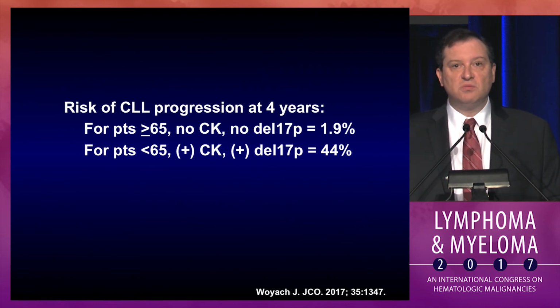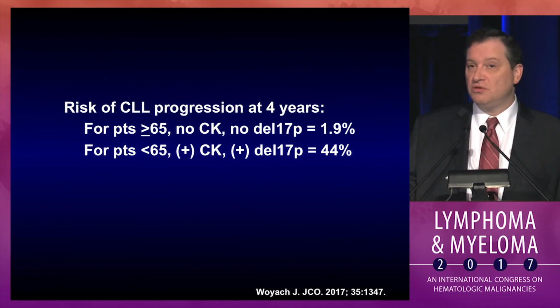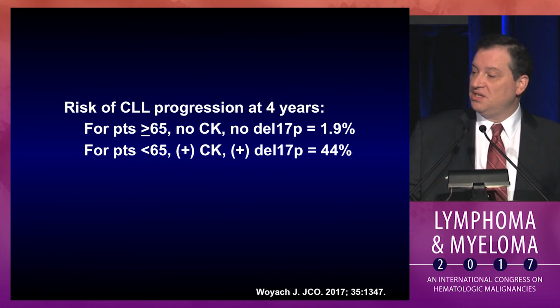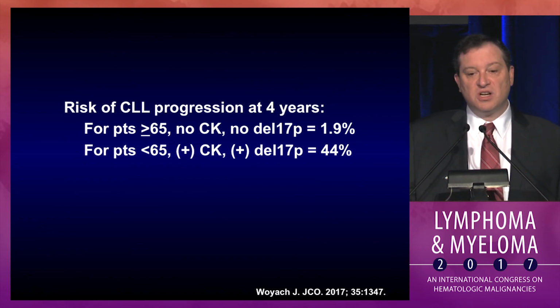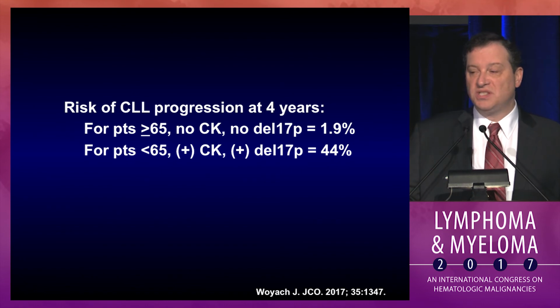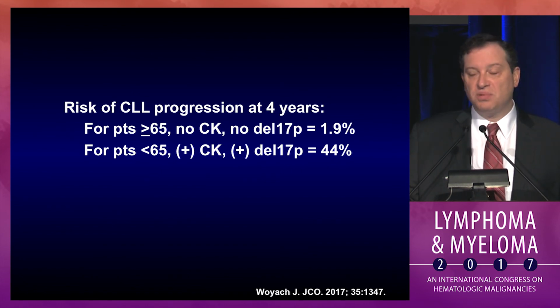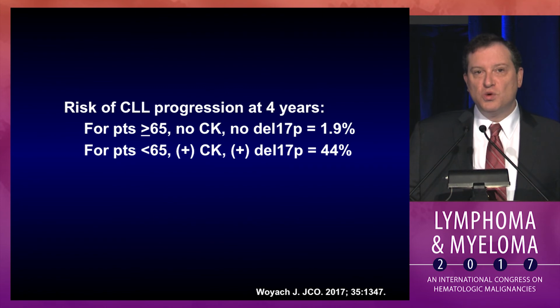And looking at the group from OSU's data, you could see for patients who are over the age of 65, have no complex karyotype, and no deletion 17p, their risk of CLL progression at 4 years is 1.9%. For patients younger than 65 with complex karyotype and a deletion 17p, which mind you is certainly a small group of people, we're talking about a risk of progression of 44%.